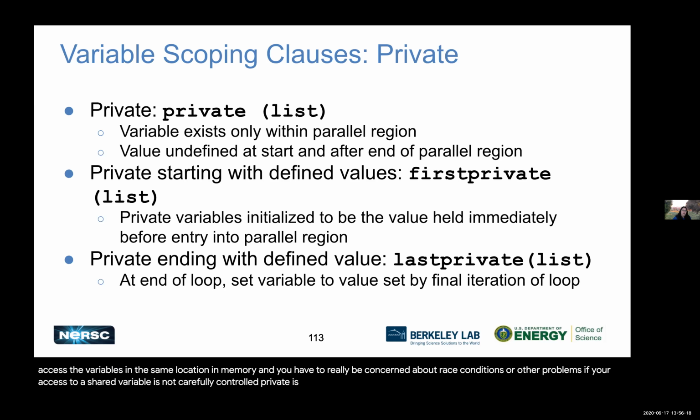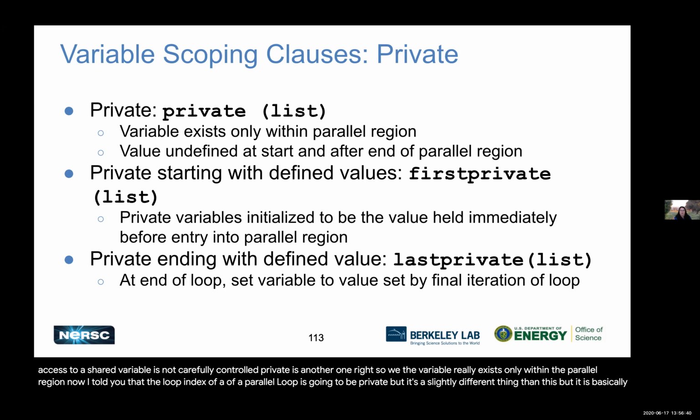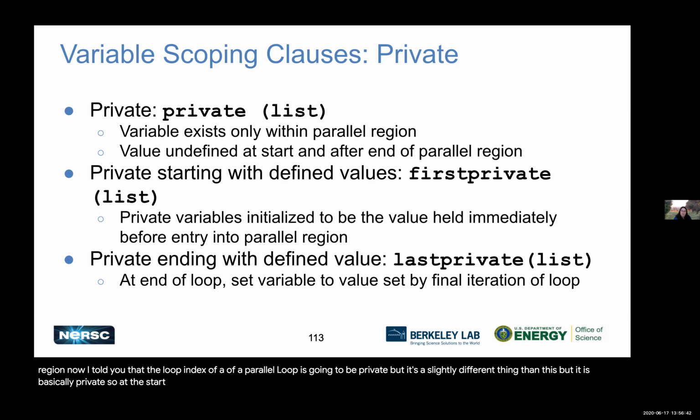Private is another one. The variable really exists only within the parallel region. I told you that the loop index of a parallel loop is going to be private, which is a slightly different thing than this, but it is basically private. At the start of the parallel region, whatever variables are in that list are undefined, so they don't have a value yet. And at the end of the parallel region, they don't have a value anymore.